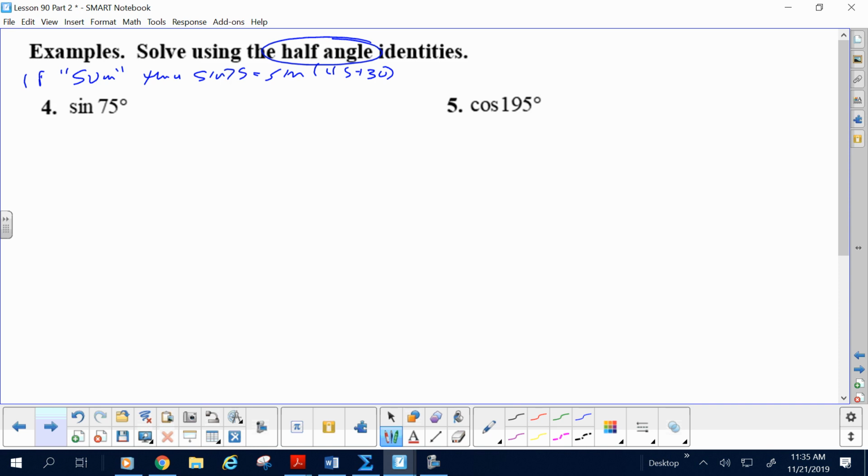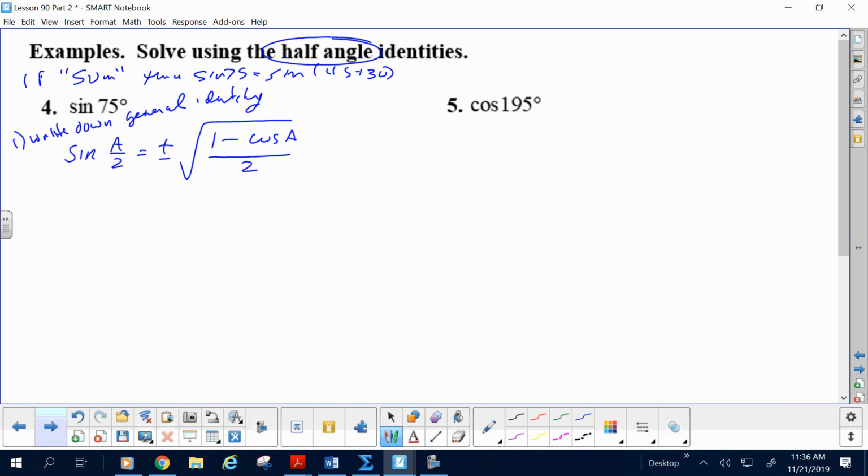Okay? So I know that sine of a over 2 is plus or minus the square root of 1 minus cosine of a over 2 from above, right? It helps to have that down in front of you so you know what goes where. Now, if that's the case, you write down the formula, the general identity. If you write down the general identity, then you can tell exactly what A needs to be.